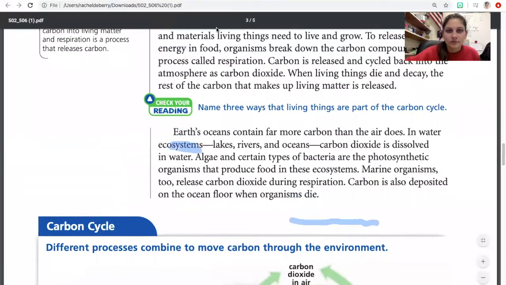So here is the part that I said that we would come back to. Earth's oceans contain far more carbon than the air does. In water ecosystems, lakes, rivers, and oceans, carbon dioxide is dissolved in water. Algae and certain types of bacteria are photosynthetic organisms that produce food in these ecosystems. Marine organisms too release carbon dioxide during respiration. Carbon is also deposited on the ocean floor when organisms die.